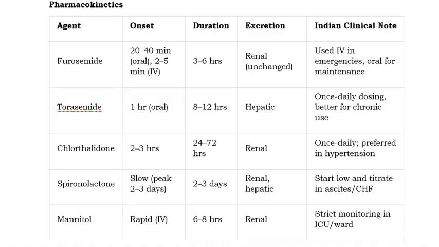When using spironolactone for ascites or heart failure, we usually start with a low dose and then gradually increase it as needed. Careful monitoring is essential. Start low, go slow. Got it. Finally, mannitol, used in critical situations.